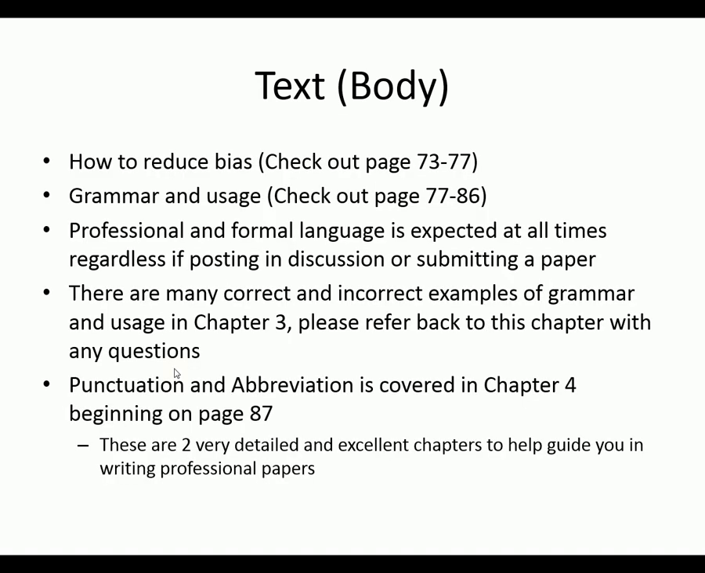So, in the text, how do we reduce bias? Well, if we check out pages 73 through 77 in your book, it tells you how to reduce biases. And that's talking about things like gender. It's talking about things like sexual orientation, racial and ethnic identity, disabilities, age, and historical inaccuracies. So read over that if you're ever unsure how you should phrase something. It gives you an example of several things in here that you can look at to see what's the correct terminology to use in your paper.